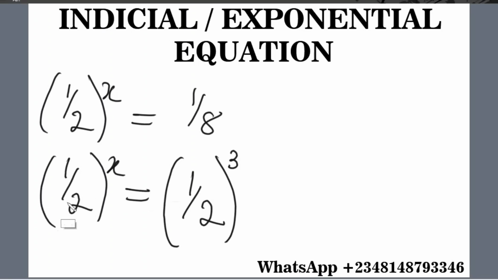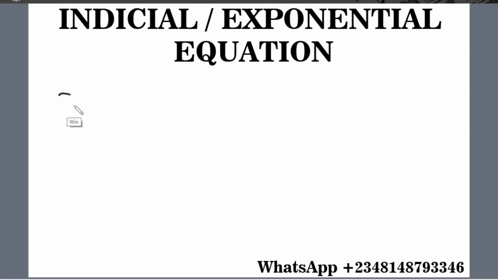Now, since the bases are the same, the next task is to equate the powers. We have 1 all over 2 equals 1 all over 2, so we have the same base but different powers. If you equate the powers, you would have x equals 3.